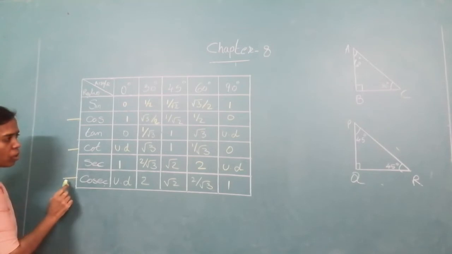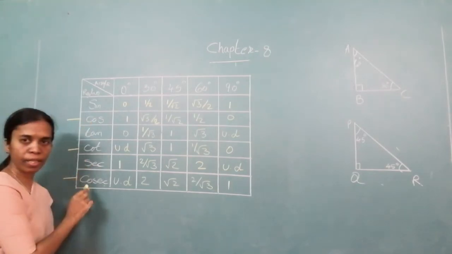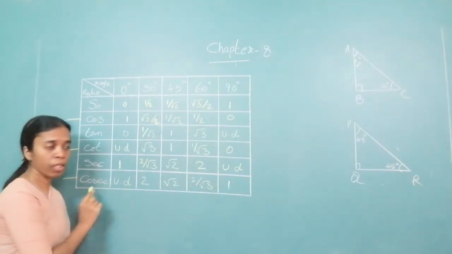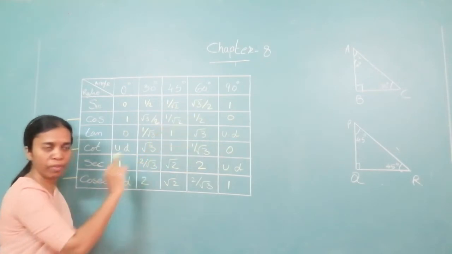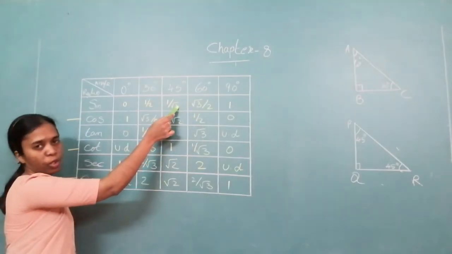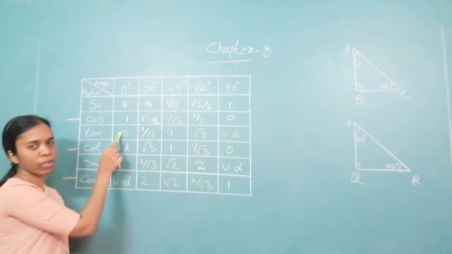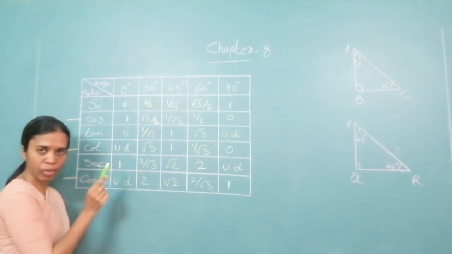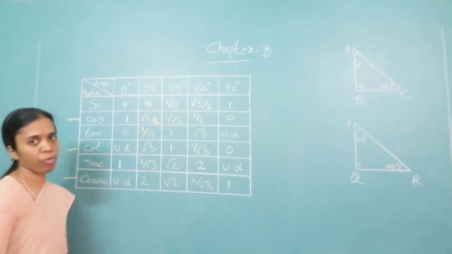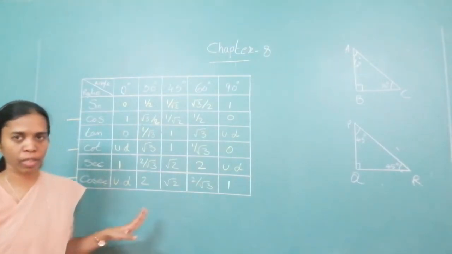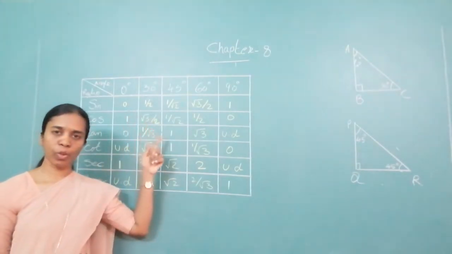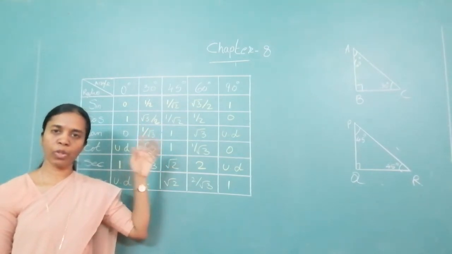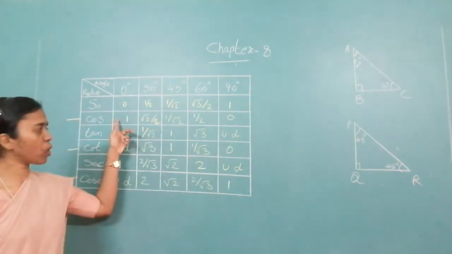Now, cos, cot, cosec. These three tables are the reverse order of the previous ones. Cos is the reverse order of sine. Cot is the reverse order of tan. Cosec is the reverse order of sec. So these three lines are clear. First line you are learning by heart: 0, 1 upon 2, 1 upon root 2, root 3 upon 2, 1. Then write the reverse order for cos.